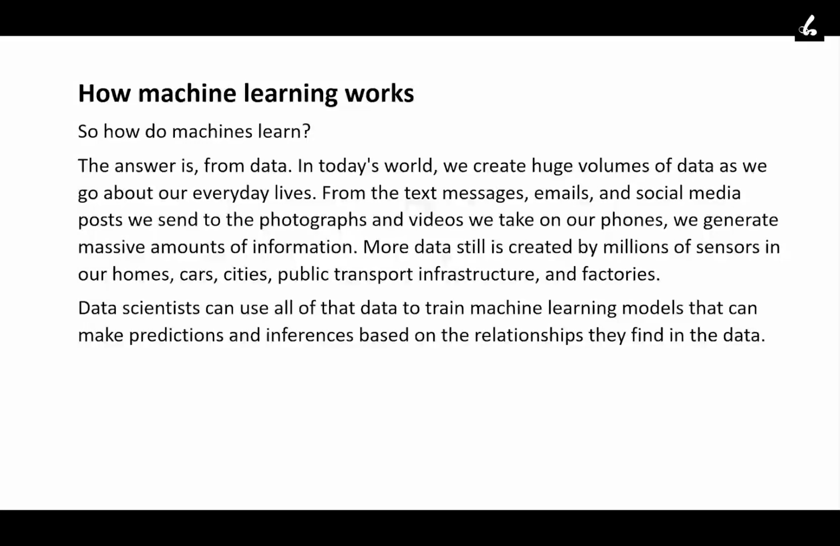more data is still created by millions of sensors, in our homes, in cars, cities, public transport, infrastructure, and factories, because everywhere we have built sensors, and sensors are generating data every millisecond as well. So now data scientists can use all of that data to train machine learning models, and those can make predictions and inferences based on the relationships they have found.